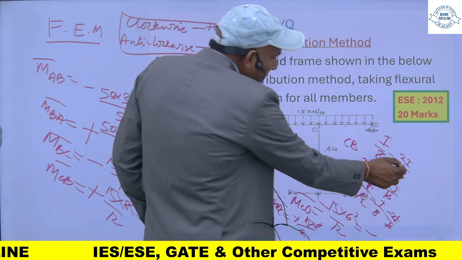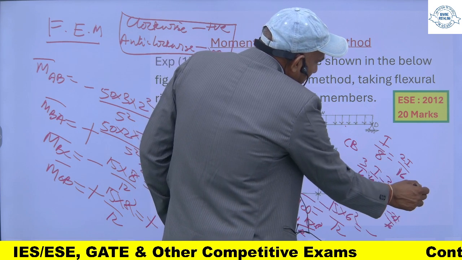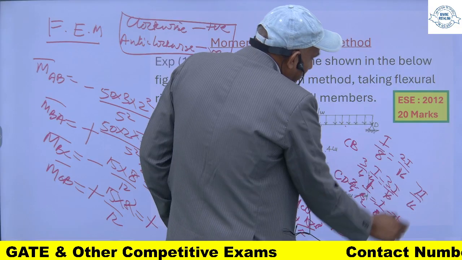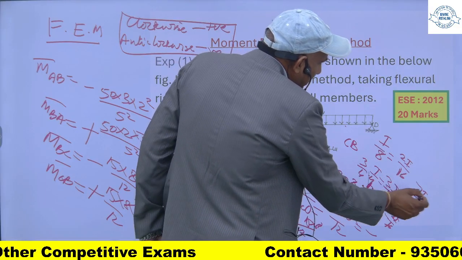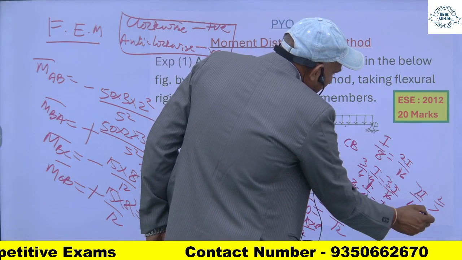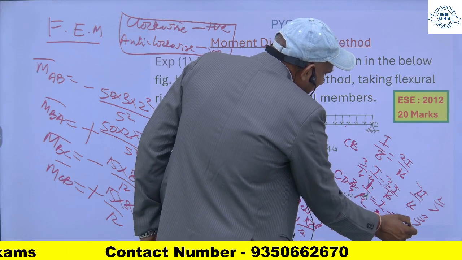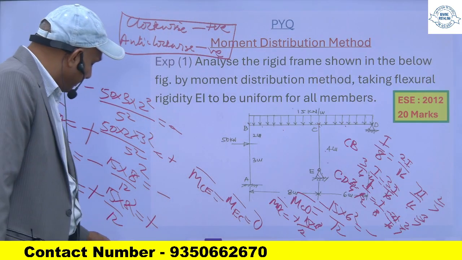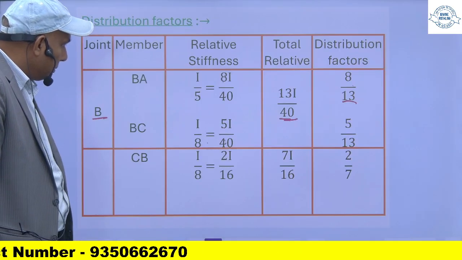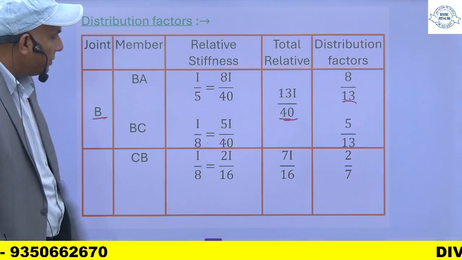This is 2 plus 3 plus 2, so the sum is 7I, and the distribution factors for these are 2 by 7, 3 by 7 and 2 by 7. You will get the distribution factors. So these are my distribution factors.